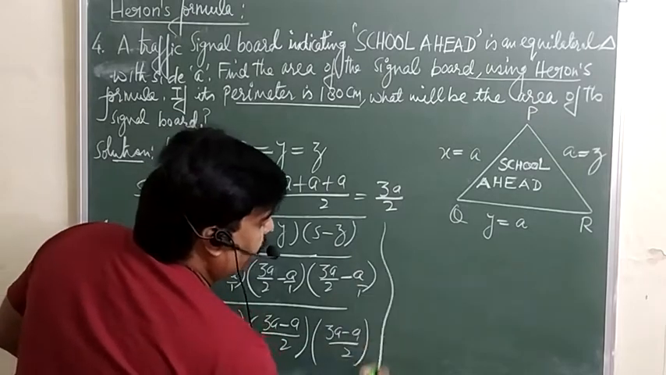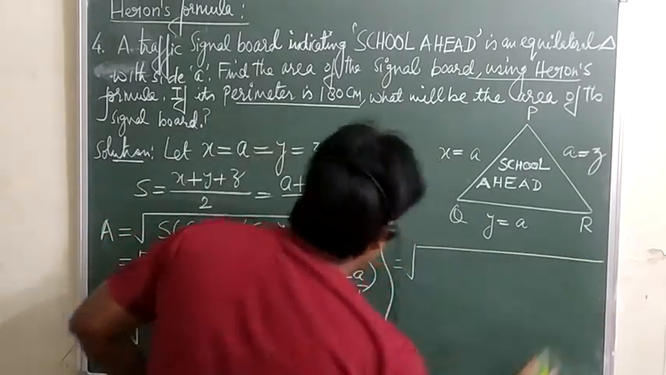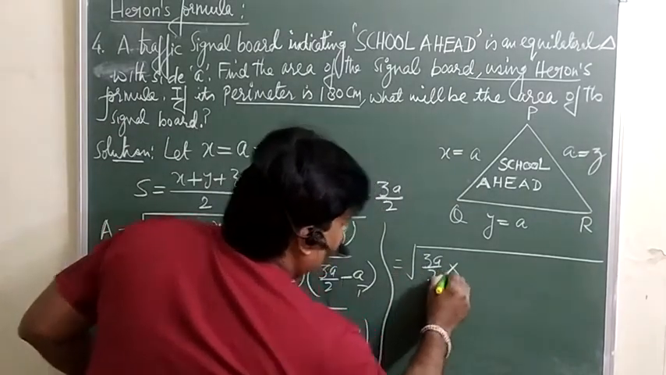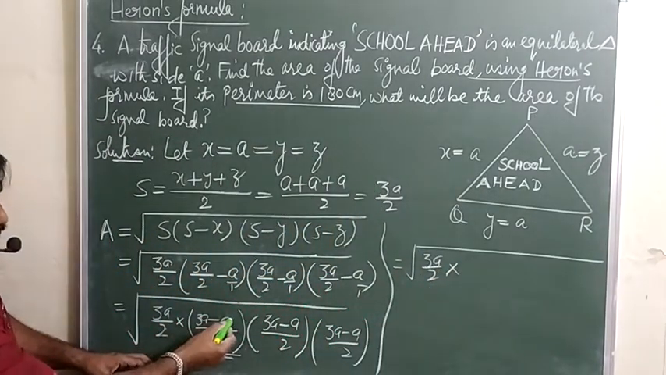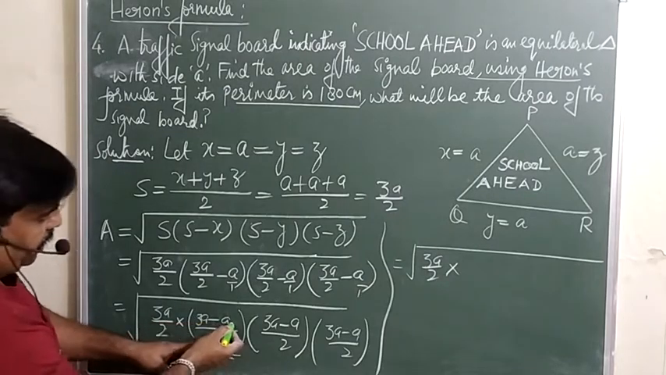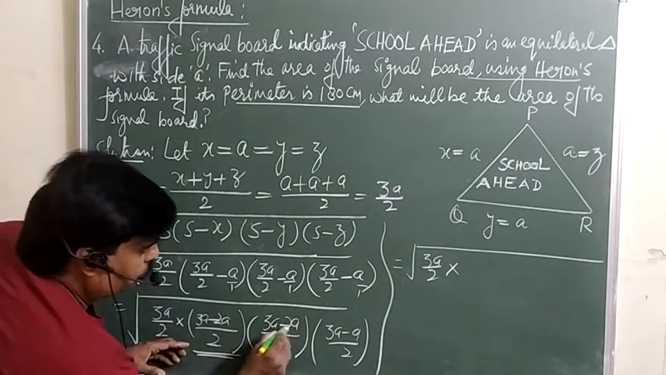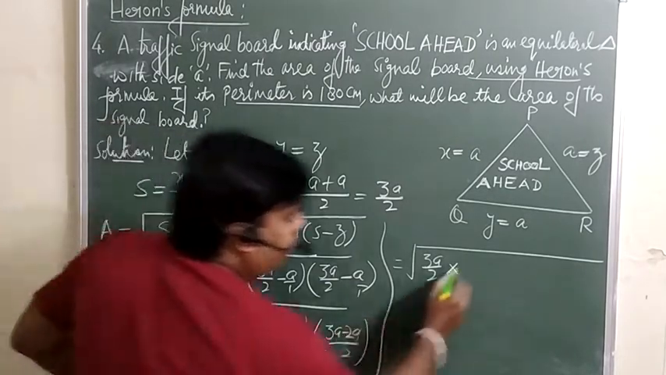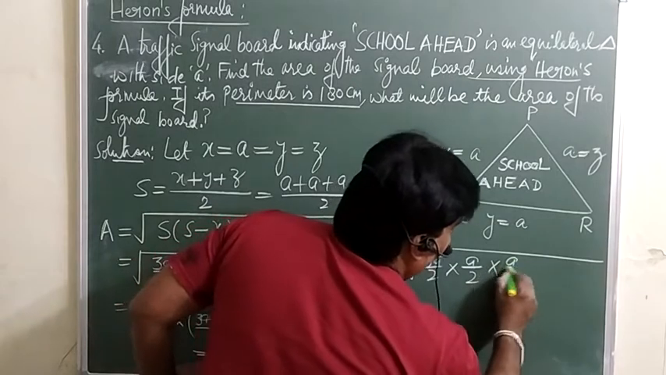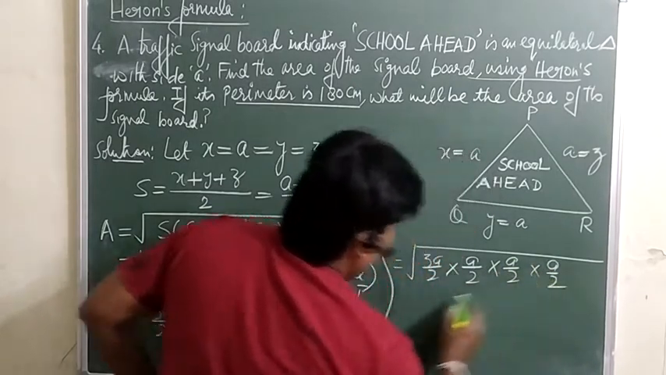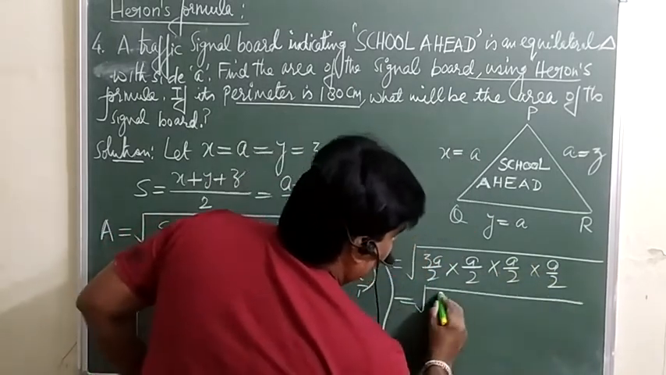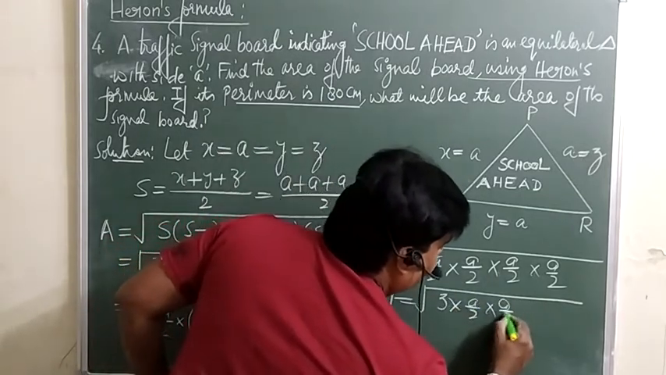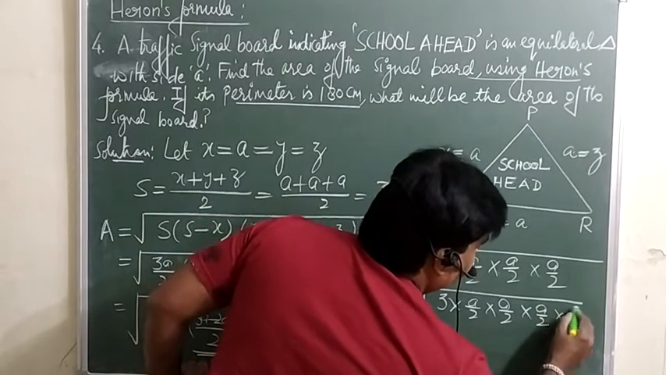So finally what you are getting is, under root, this 3a by 2 into, this is what? 3a minus a, sorry, this is 2a. So 3a minus 2a, that is a by 2 and a by 2. This is a by 2 into a by 2 into a by 2. So you can write this 3a by 2 as 3 into a by 2 into a by 2 into a by 2, a by 2.